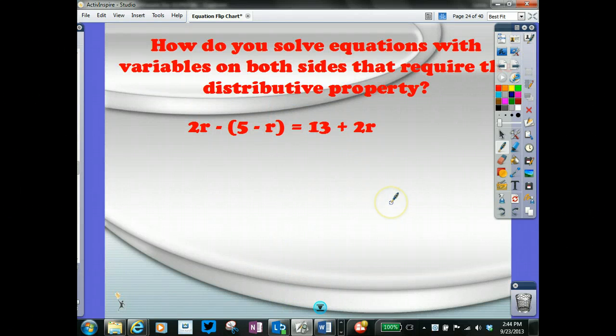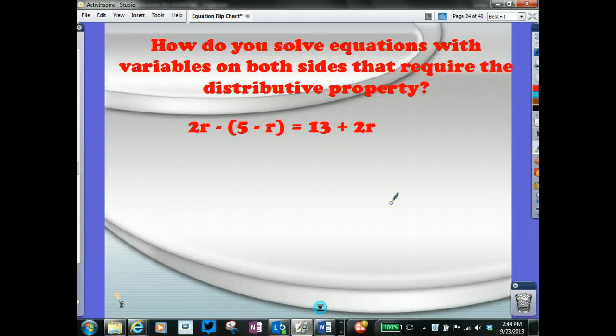Alright, here's another one. Now this one I'm going to tell you up front, be careful with this one, because this one can trick you. Alright, let's look at it. Let's see if you came up with the same thing that I will come up with.